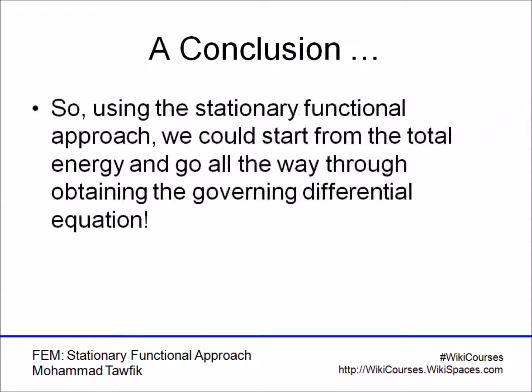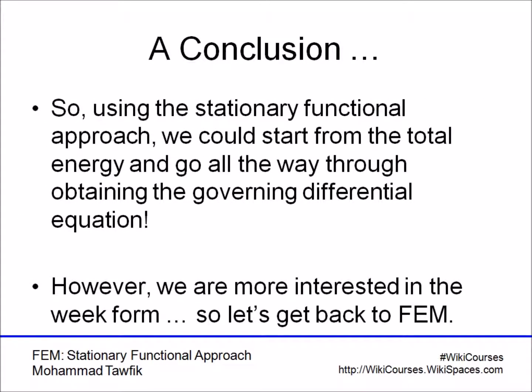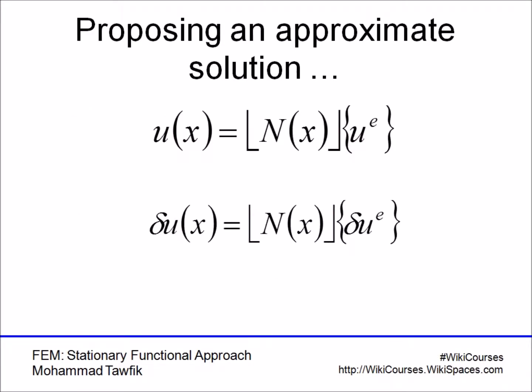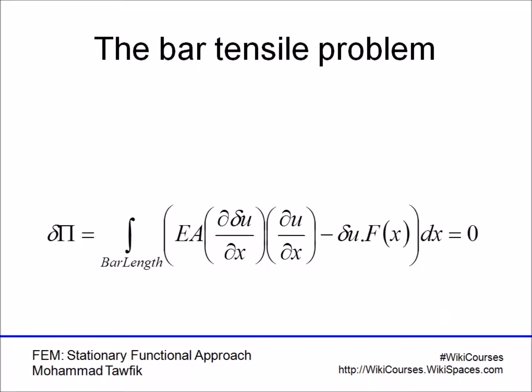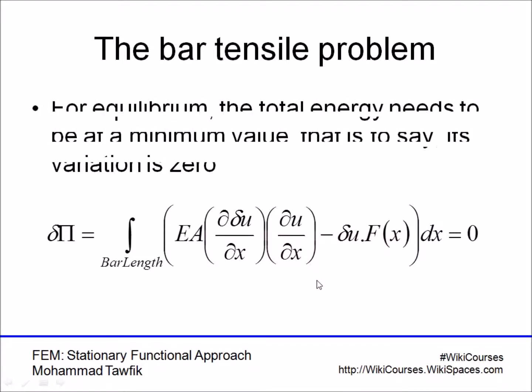Okay, so now let's focus on what we call the weak form of the problem, which we see here. It's the first variation of the total energy. We will use this term to derive our finite element model by using the shape functions in the integration and follow a very simple, straightforward procedure.